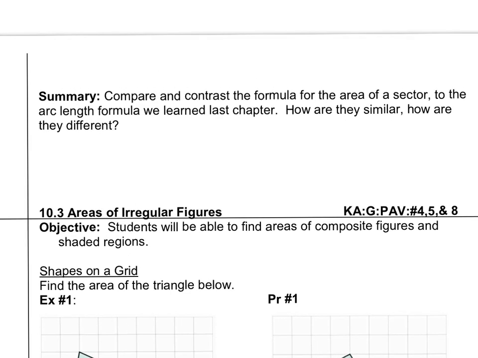Okay, so here all I want you guys to do is compare and contrast the formula for the area of a sector to the arc length formula we learned last chapter. How are they similar? How are they different? Think about that. Key word here is proportions.